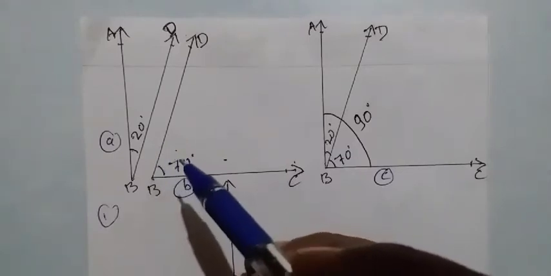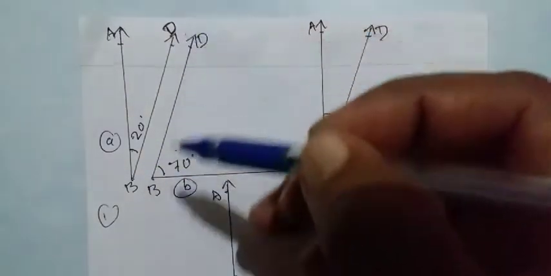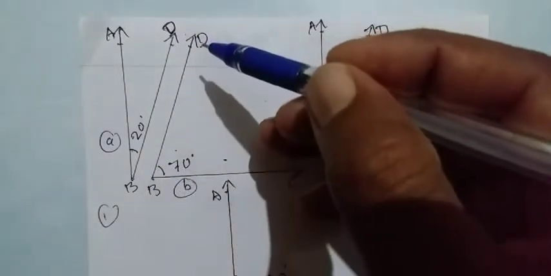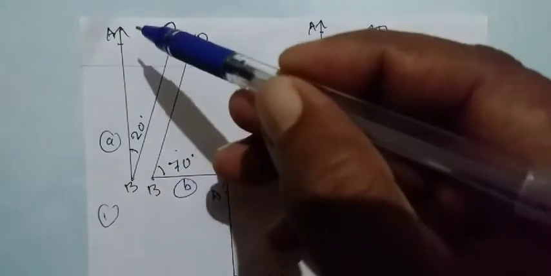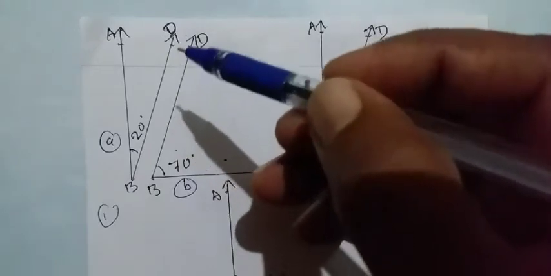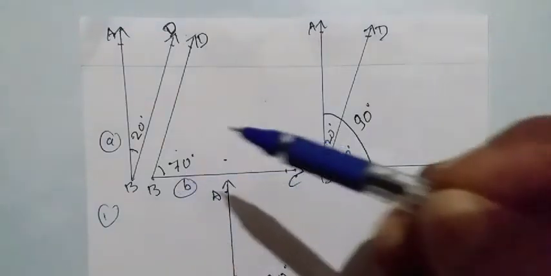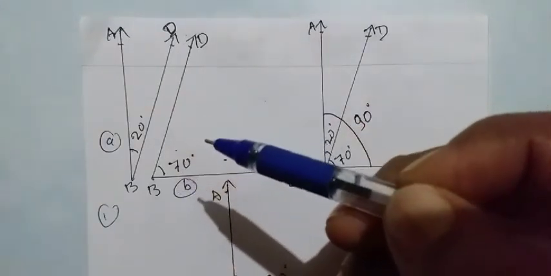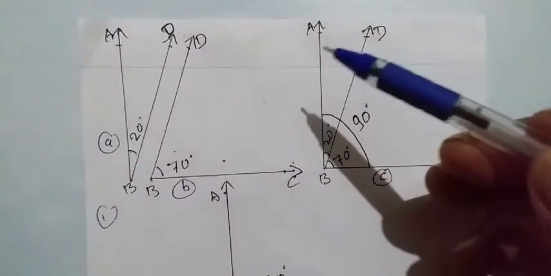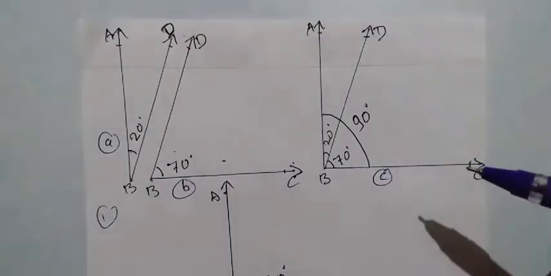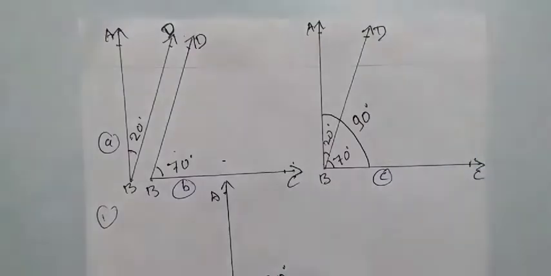Now join these two angles such that the ray BD of angle ABD coincides with the ray BD of angle DBC. When you join these two angles in such a manner, then we get the angle ABC. Now the sum of these two angles is 90 degrees.